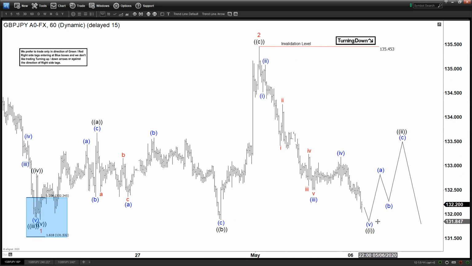So at this point I think it's pretty likely that we're going to break, instead of calling for a double low, with what looks like an impulse here. So it is more likely to break and resume to the downside.